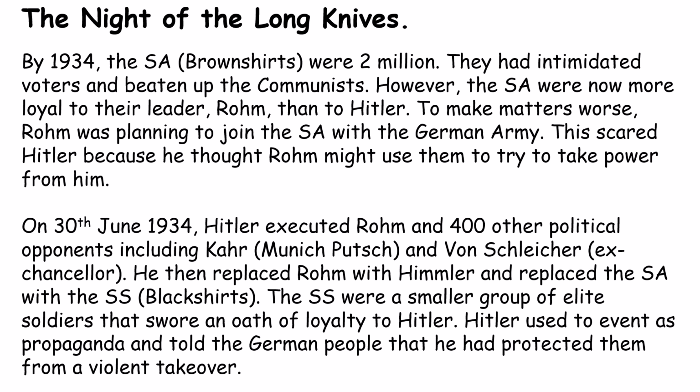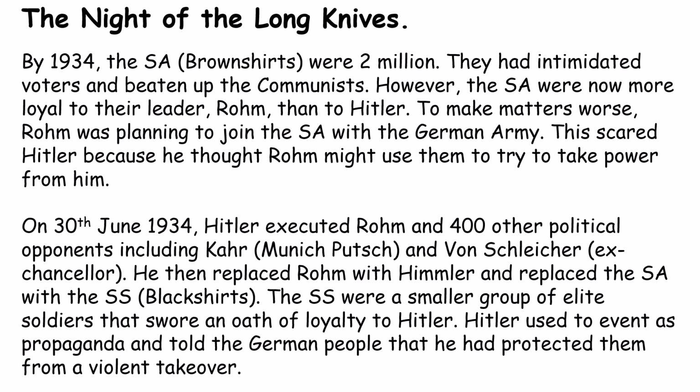A lot of the SA were just unemployed, violent thugs. They weren't trained military personnel. They weren't trained, disciplined soldiers. They were just like an army of thugs. And now they were giving Hitler an ultimatum that we want payment for helping you to get into power.